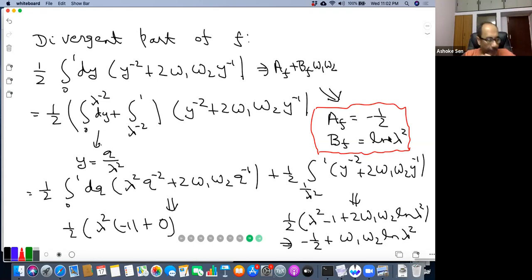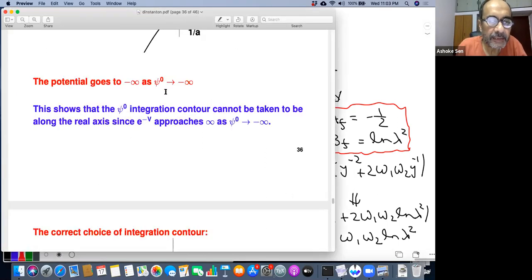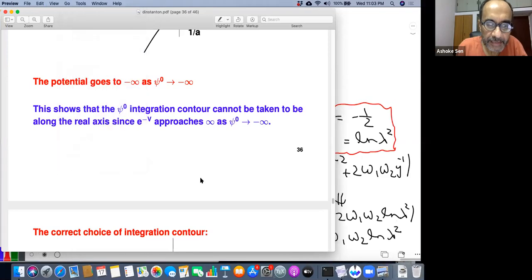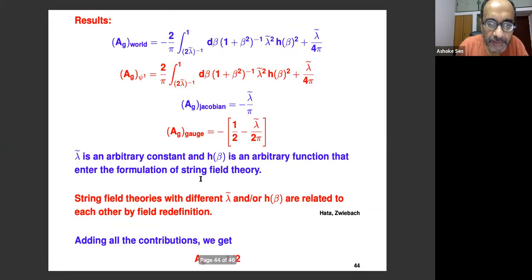So I think my time is up, so I'm going to stop. But let me just do one more thing in this slide. I just want to show the result for G, the AG, because I had promised you that I'll show you the various components of AG. I'll not try to explain this because that will take too long.